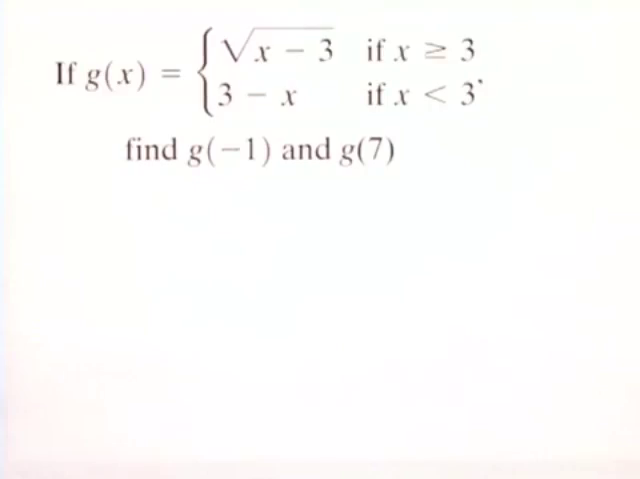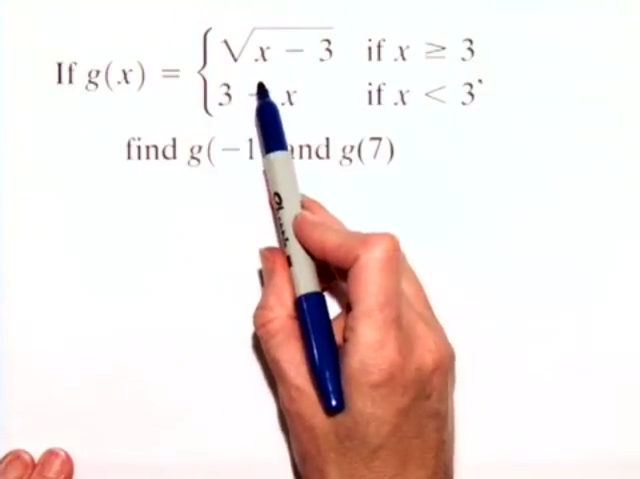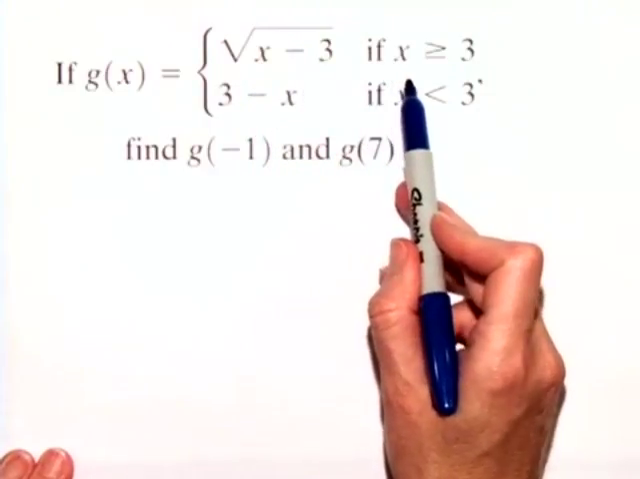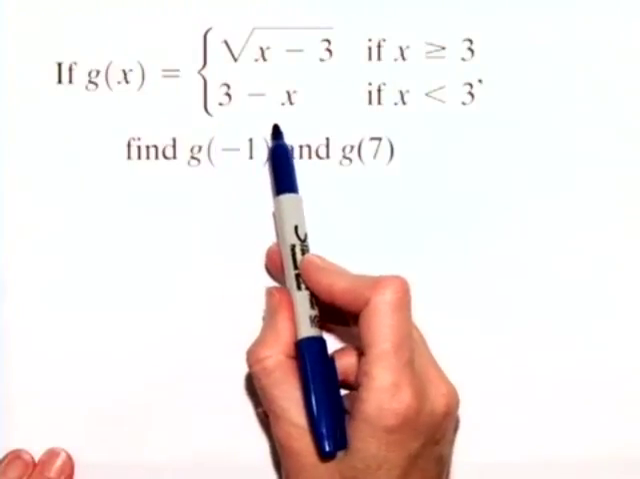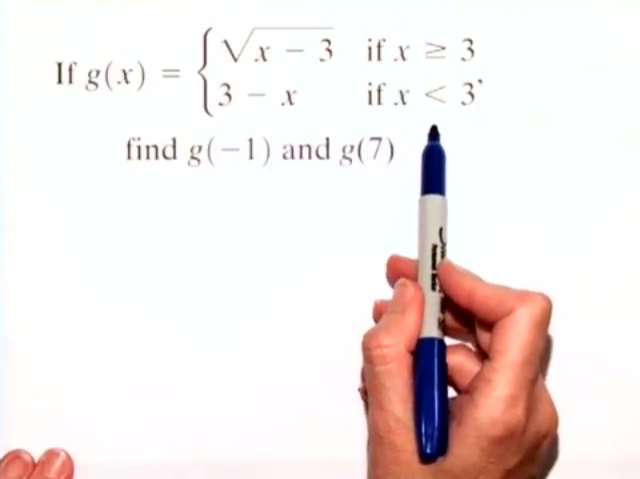For this example, we're given a piecewise defined function and we're asked to calculate two different values. So we have g of x, and it's defined as the square root of x minus 3 anytime x is greater than or equal to 3, and it's defined as 3 minus x if x is less than 3.